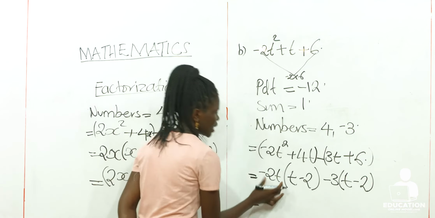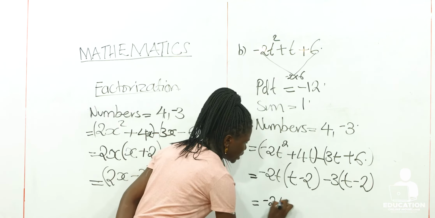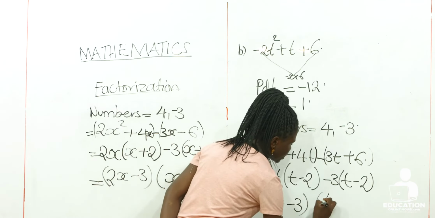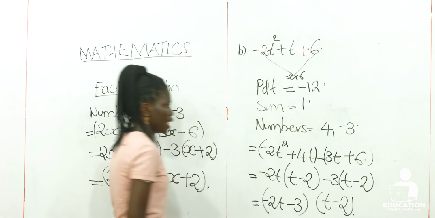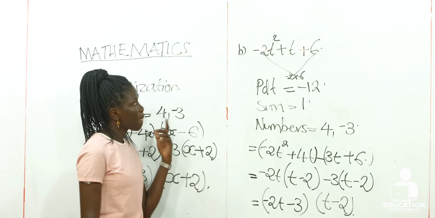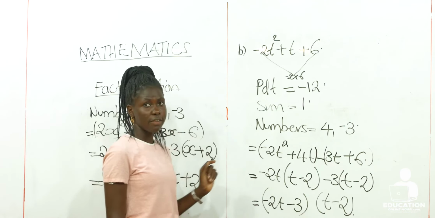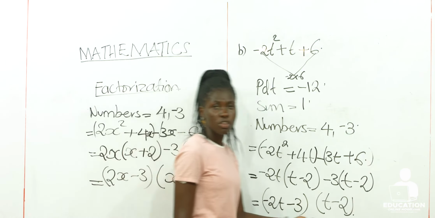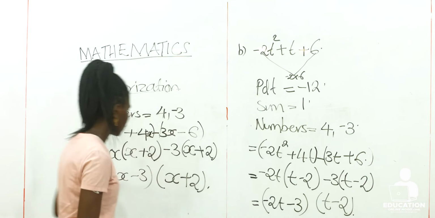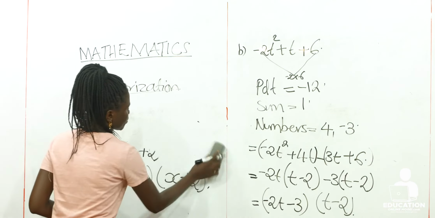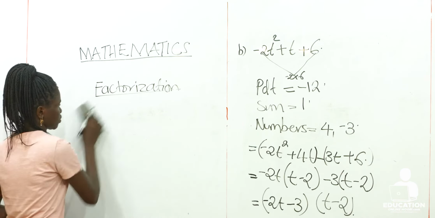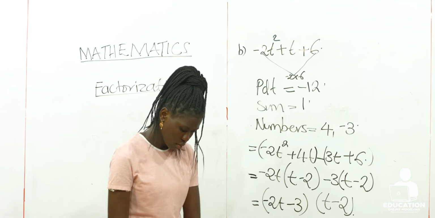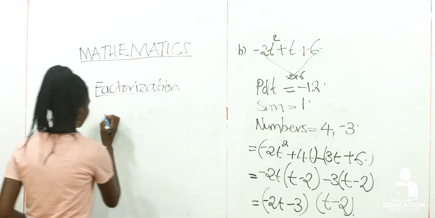So we're going to get our first factor from what is outside, which is going to be negative 2t minus 3. And our next factor is going to be t minus 2 as required. So after factorizing our expression, which is negative 2t squared plus t plus 6, you work it out until you end up with the two required factors. Don't forget, we are factorizing expressions. Let's go to example 3.